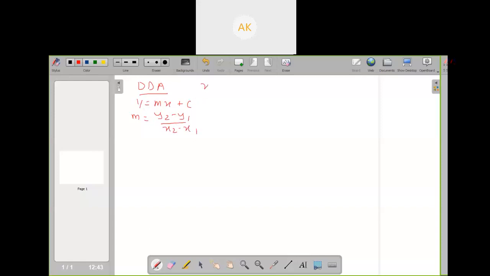As you know, we are given two points: x1, y1, which is the starting point, and x2, y2, which is the end point. Ultimately, the goal of any line drawing algorithm is to find all the intermediate points between these two given points, the start point and the end point. So this is our slope.